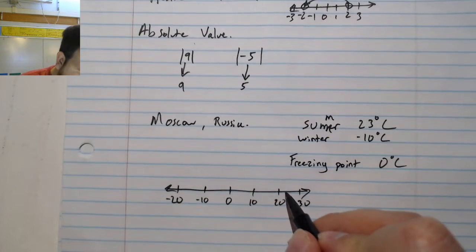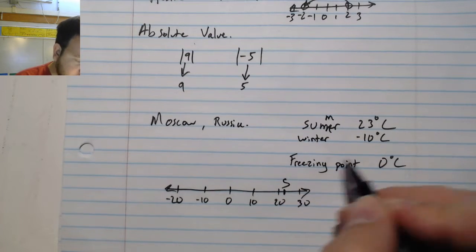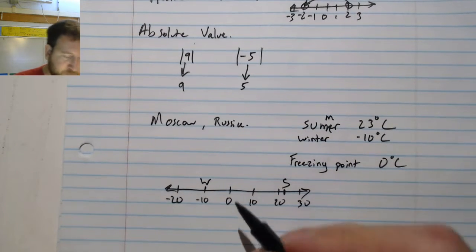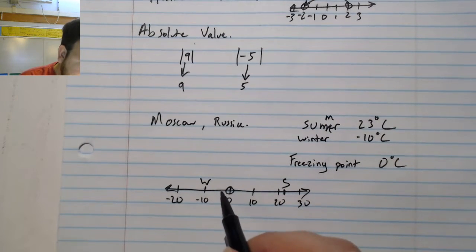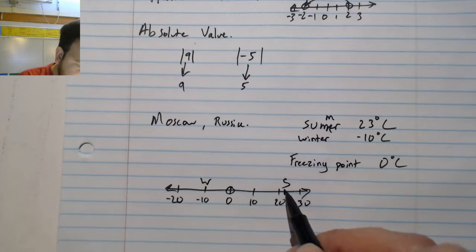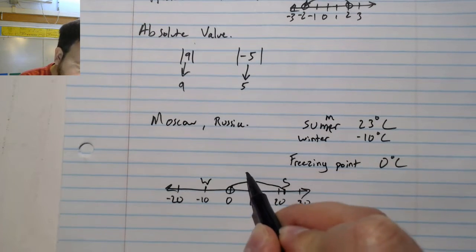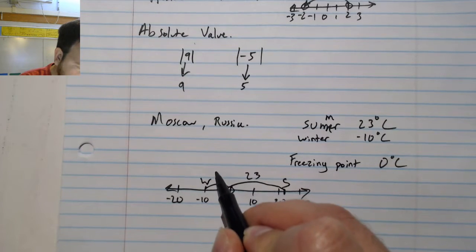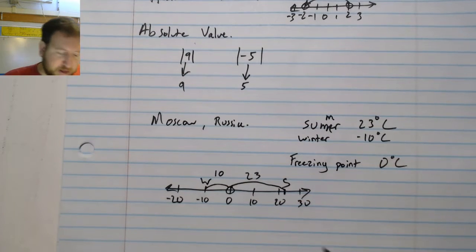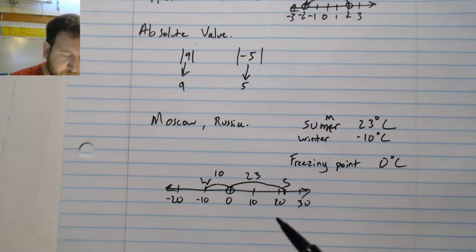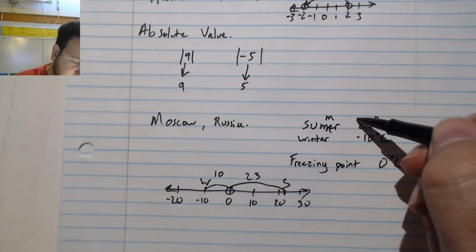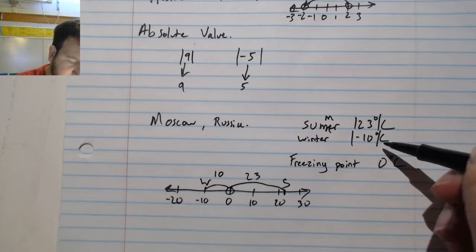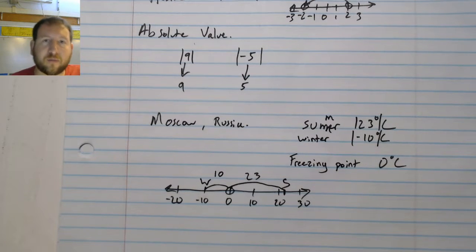My summer is going to be right here. I can put a big S. My winter is right here at a negative 10. And my question is, which is closer to 0? Now, it seems obvious that this is 10 units away, and this is 23 units away, right? Well, notice that the distance away from 0 is actually just the absolute value of these two numbers. So if I take the absolute value of 23 and negative 10, it tells me the distance from my 0 point. And that makes it very easy for me to compare.